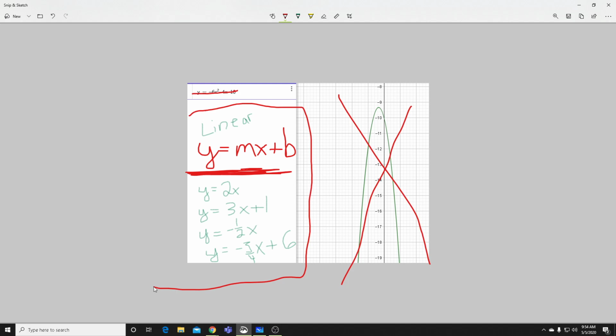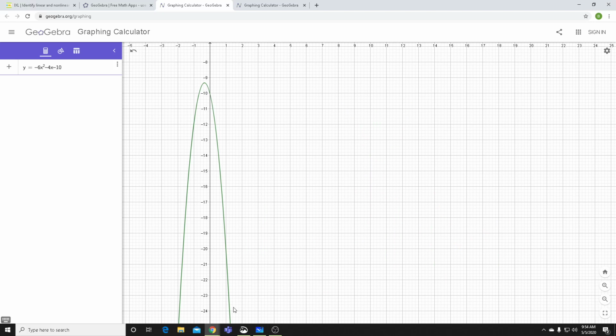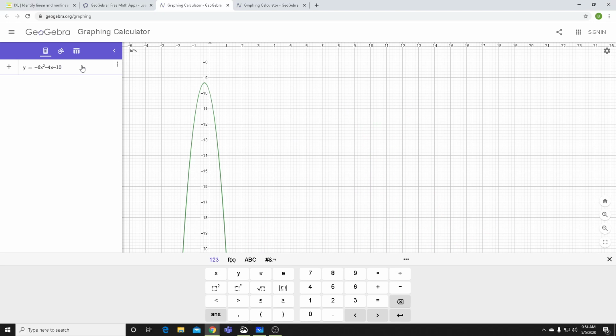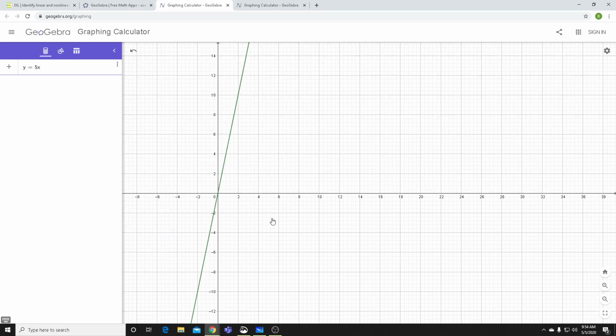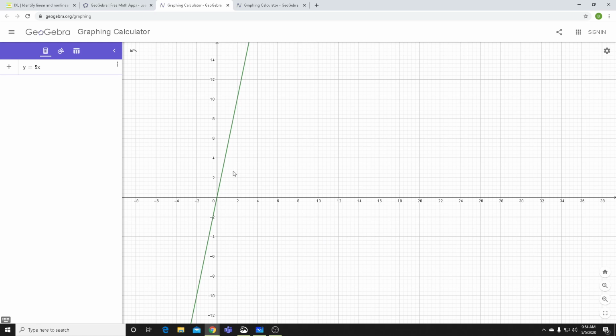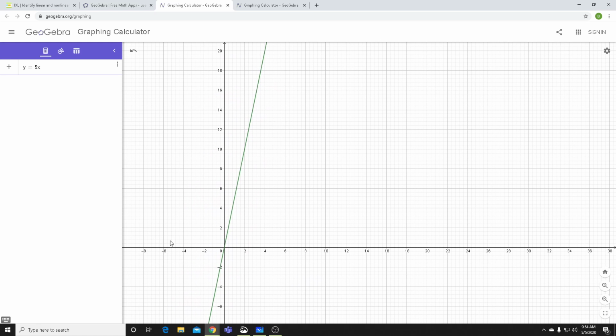So for linear graphs, these are some examples. And let me just show you that real quick. So far we've worked with proportional graphs, which are just like this. These are linear graphs, but they're pretty boring linear graphs. They just go through the origin. But still very useful.